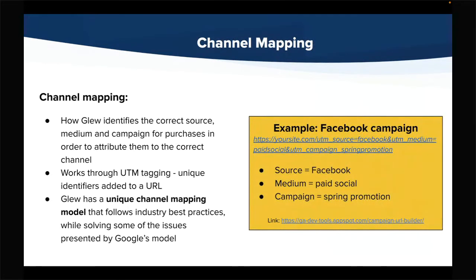Cool. So again, I kind of went over this, but I'm just going to quickly go through this slide. Effectively, it's how Glew identifies the correct source and medium for purchases in order to attribute them to the correct channel. And what we use is a UTM tag to do that. I'm sure a lot of people know what UTM tags are, but I'm going to go ahead and explain. Basically, UTM tagging is just a unique identifier in your URL.